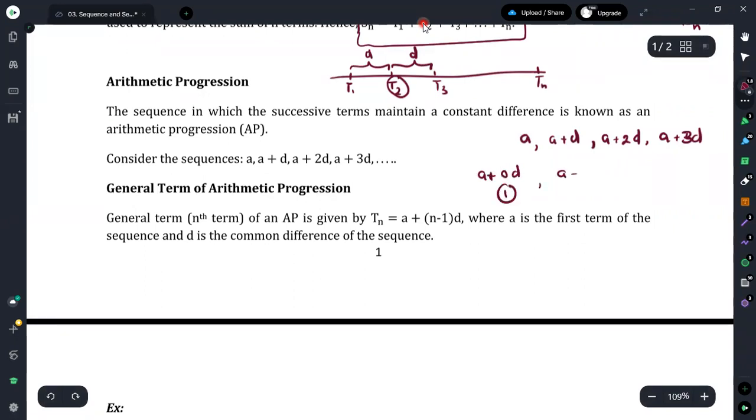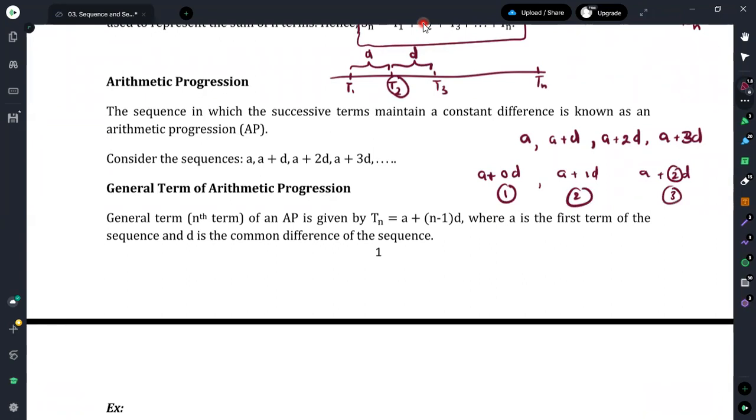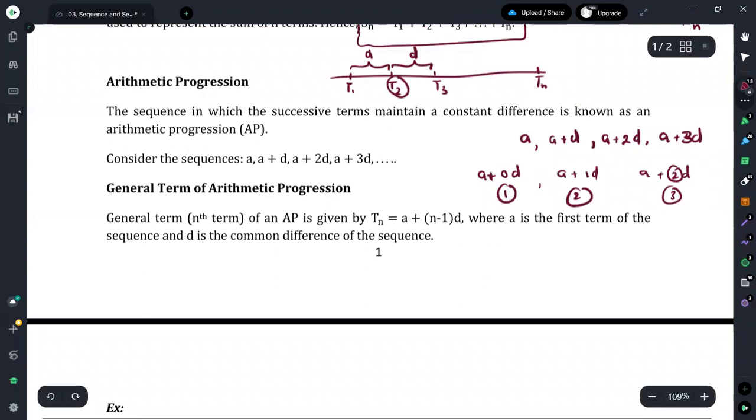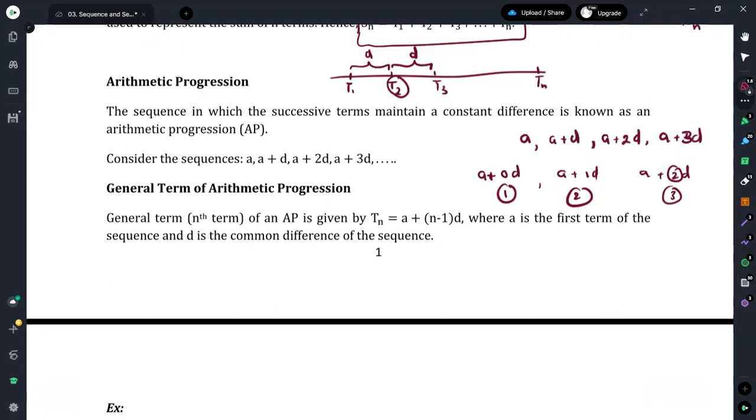If it is the second term, then A plus 1D. If it is the third term, then you will get A plus 2D, and this is the third term. Then likewise, A plus 3D stands for the fourth term. Therefore, using the similar pattern, we can identify a general term for this set of numbers. Therefore, we can simply say that the nth term, or the general term, of the arithmetic progression can be written as Tn.